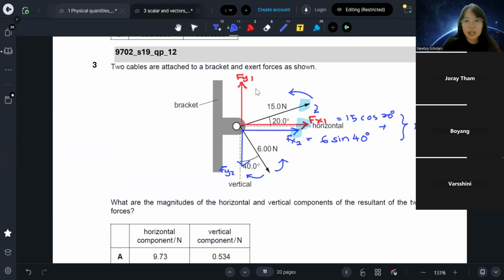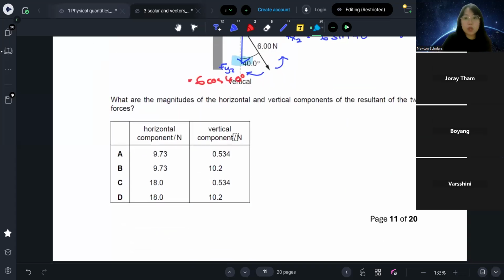Okay, here Fy1 has 15 sine 20 degrees, because the 20 is not between them, so I'm using sine. Then this one, Fy2, is 6 cos 40. But the problem is, if you have a highlighter, highlight, they are in opposite directions. You cannot add up. You use the bigger force minus the smaller force. Refer back to my notes just now. So for this question, your answer should be C.